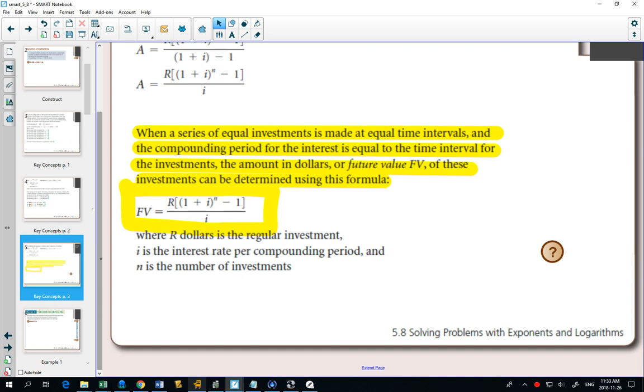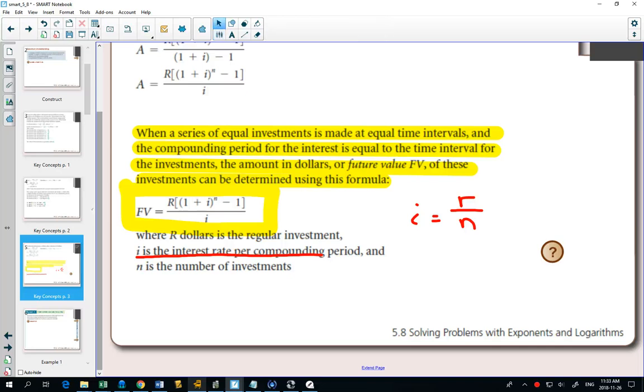Again, you would get the formula and all of this information, where R dollars is the regular investment, I is the interest rate per compounding period. So in other words, I is equal to the interest rate divided by the number of compounding periods. So that one's a little bit complicated. And N is the number of investments.